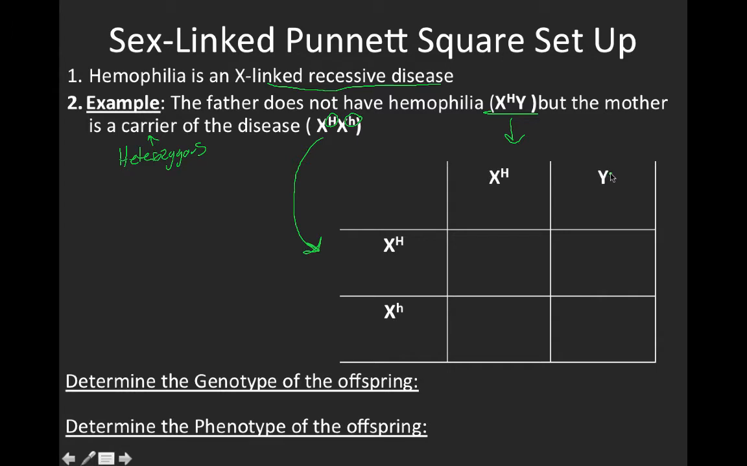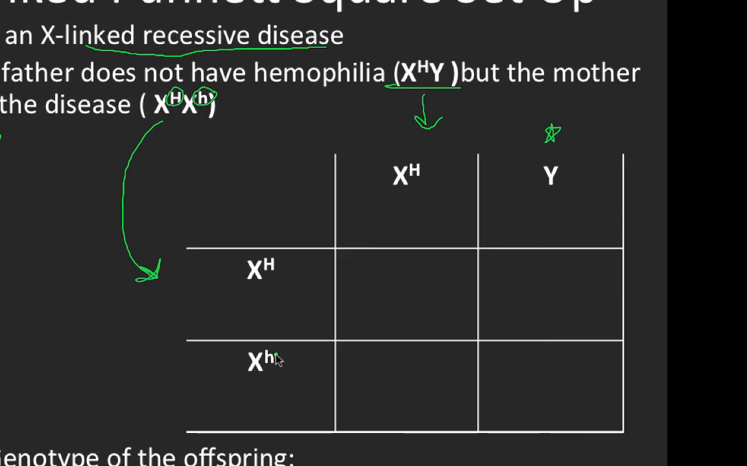This is an X-linked recessive trait. So this is a Y chromosome over here. There's our Y chromosome. It can't have an allele for hemophilia. The mother has two X chromosomes. It's X-linked. So one X chromosome has one allele, in this case the normal allele, and this one is a hemophilia allele, the lowercase one, so she's a carrier.